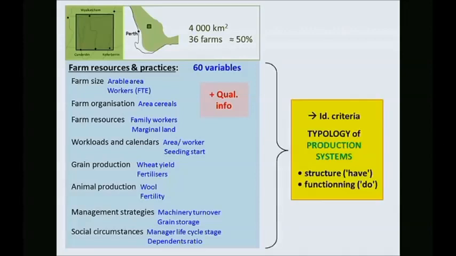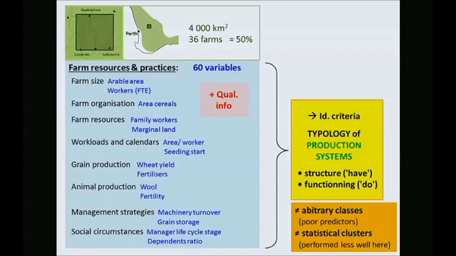And all of this used to determine criteria and the typology of production systems, according to, once again, structure and functioning. Importantly, then, this has nothing to do with arbitrary classes. So we are not cutting the farming population in different classes, which anyway is a very poor predictor of anything. And those are not statistical clusters.